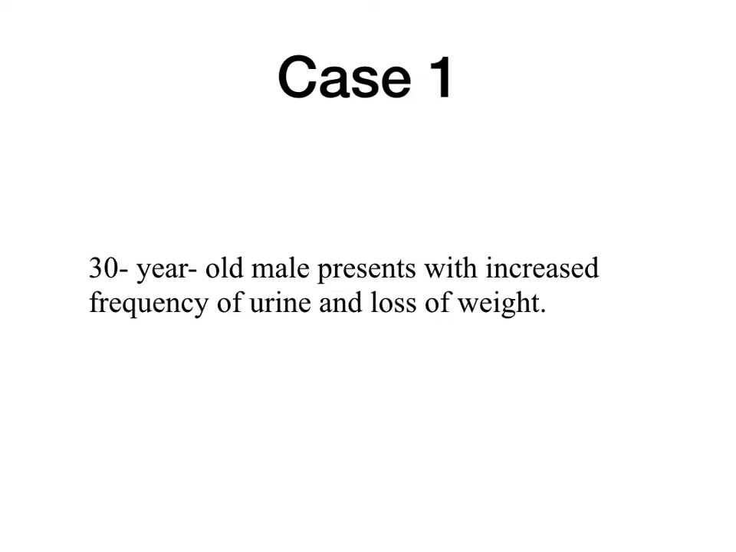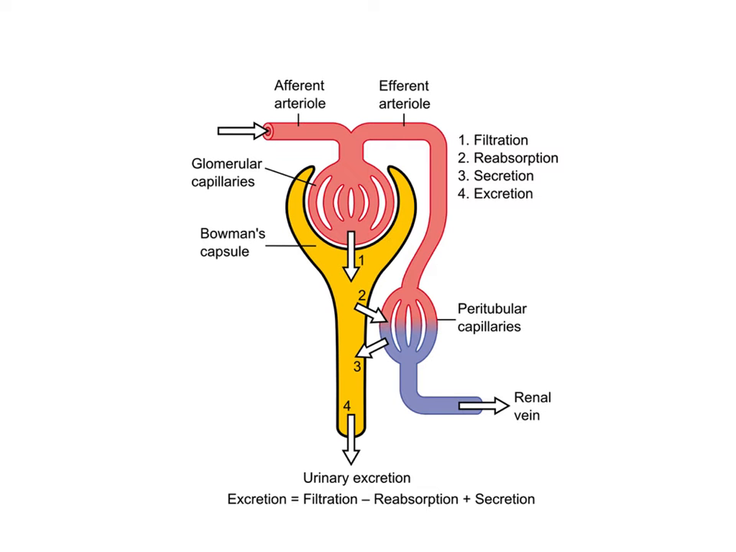So what are the causes of increased frequency or increased amount of urine? How do you relate this to your physiology knowledge? Now his physiology has changed. Can you remember the physiology behind urine formation? Can you remember this picture? Urine output or excretion depends on filtration, reabsorption, and secretion. Any change in filtration, reabsorption or secretion, and urine output is going to change.